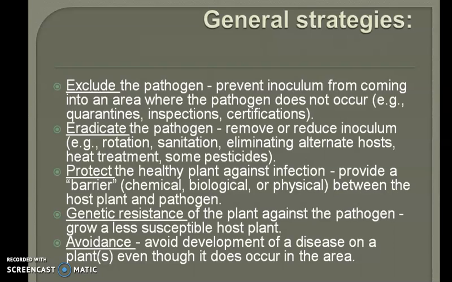The next method is to protect the healthy plant against infection by providing a barrier, and the barrier can be chemical, biological, or physical between the host plant and pathogen. The next one is developing genetic resistance of the plant against the pathogen. And the last one is avoidance. That means to avoid development of a disease on a plant even though the pathogen does not occur in that area. That is to prevent the occurrence of disease.